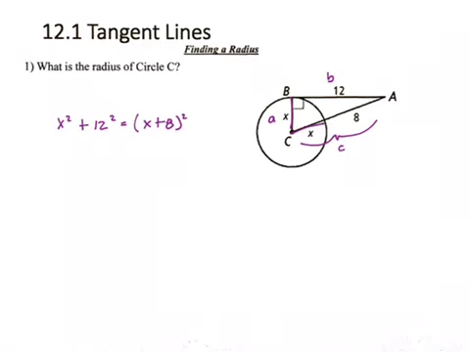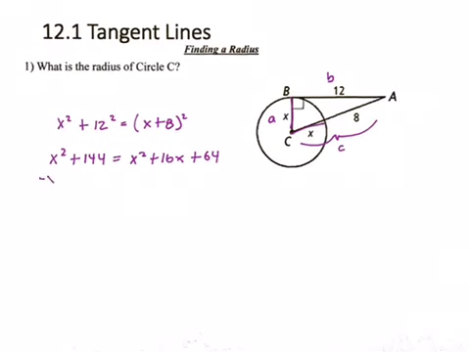And this is where we're going to have to remember some of the Algebra 1 topics, FOIL, that you learned last year. So on the left, we just keep x squared plus 144. But on the right, we're going to FOIL this out. And when we FOIL it out, we get x squared plus 16x plus 64. And now we need to try to solve for x. So let's try to get the x's on one side, everything else on the other.